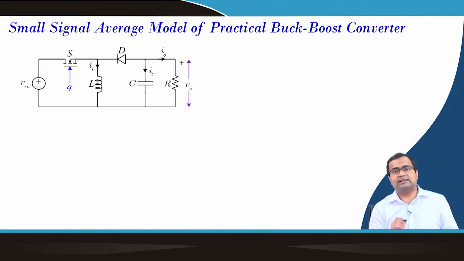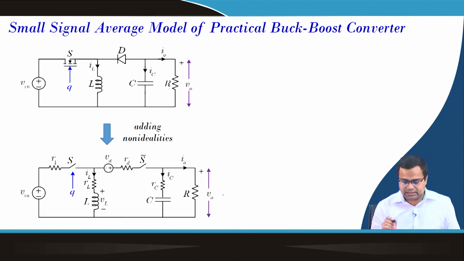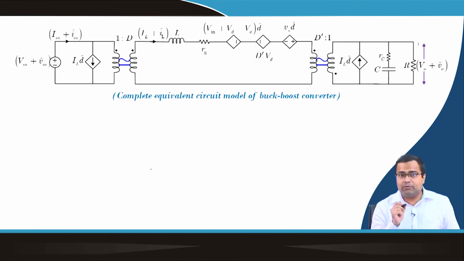Same thing can be extended for a buck boost converter. We have already derived the buck boost converter. So, this is a realistic model. We have derived the equivalent circuit for a buck boost converter, where we need to get the DC equivalent circuit, because this circuit I have already shown in the previous class.